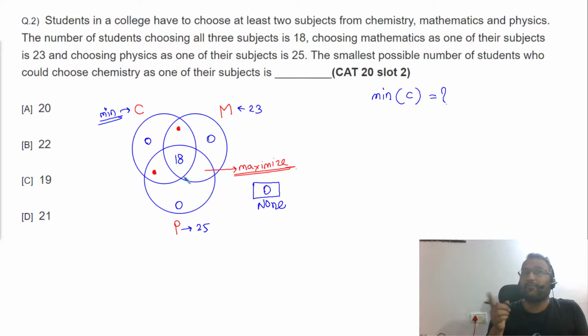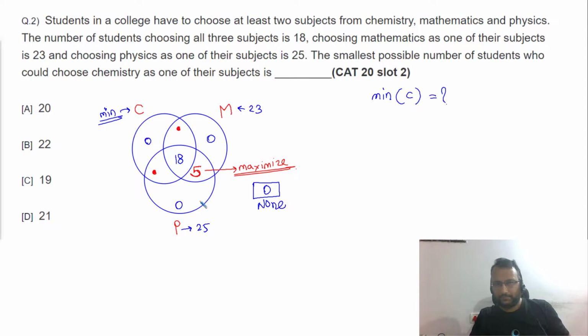7 and 5, the minimum is 5. So the maximum value is equal to the minimum of 2 subtractions. The maximum value over here is 5. This number cannot be more than 5, because 18 plus 5 is 23. If you write 18 plus 6 over here, that will be how much? 24. That is invalid because the total of M is 23.